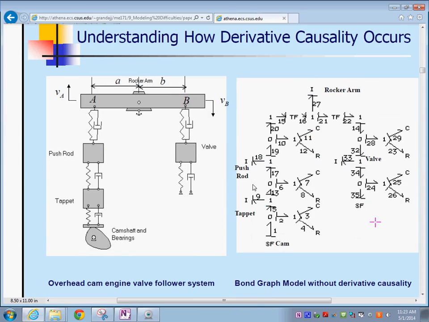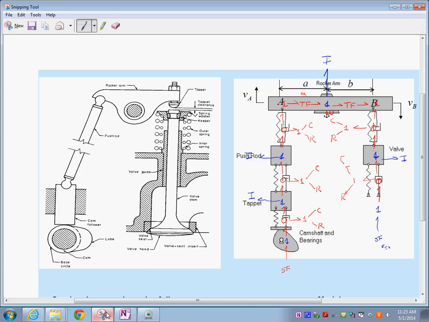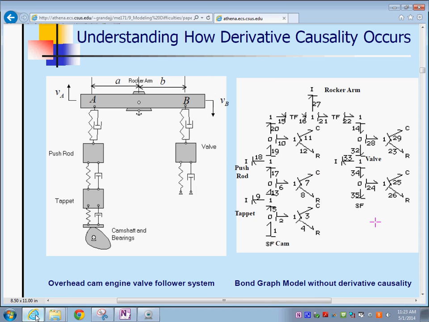So the one I just did, take a look at this. This is the bond graph model. It's the same one that I have over here, this one. See? Okay. Once this is entered into CAMG, everything is cool. No derivative form, no nothing.